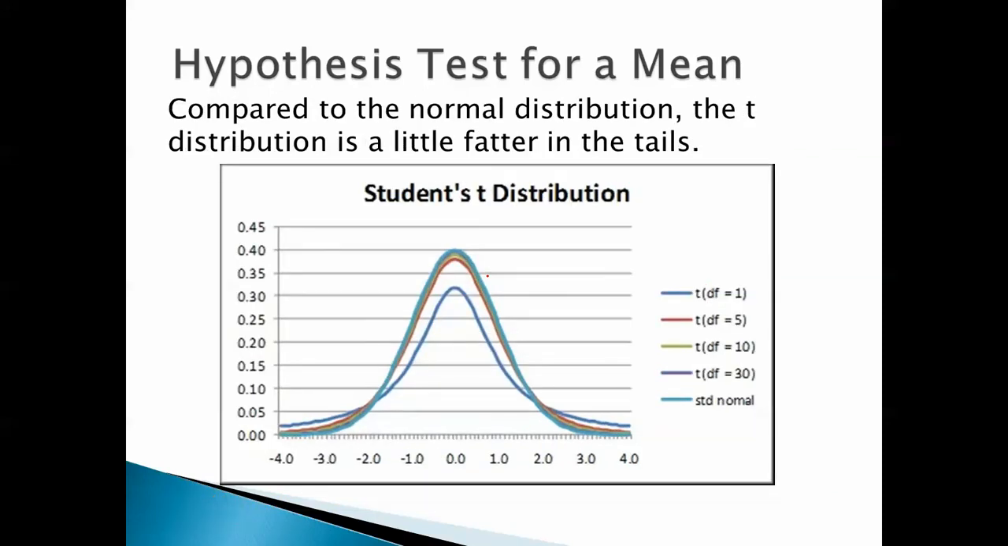Okay, here's what I'd like you to notice. We'll compare the t and the normal. Compared to the normal distribution, the t distribution is a little fatter in the tails. Look especially at 1 degree of freedom. Okay, this blue one, see? That's a little fatter in the tail than the normal distribution. The normal distribution is this one that's on top. This other one is a little fatter in the tails here.